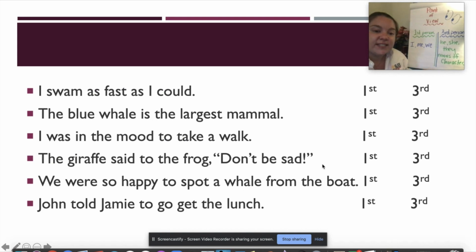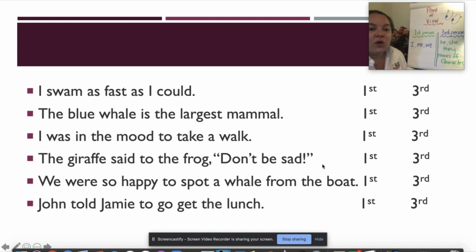The giraffe said to the frog, "Don't be sad." I wonder, did it have any of our first person keywords? Nah. But it had some of our third person name of the characters. Because even though they don't have a name, they are still the giraffe and the frog. So we know that those characters aren't telling the story to us, but a narrator is. So that'll be third person. Good job.